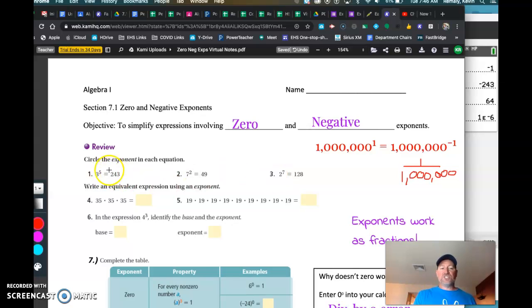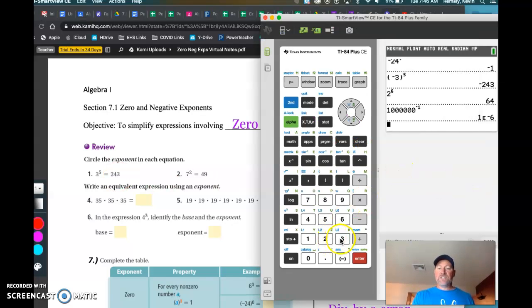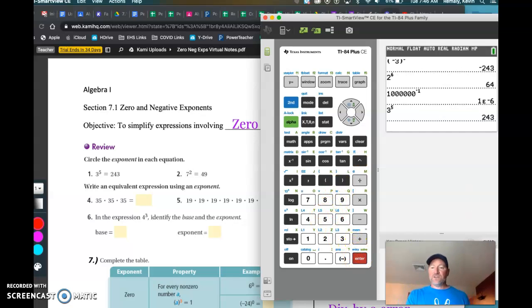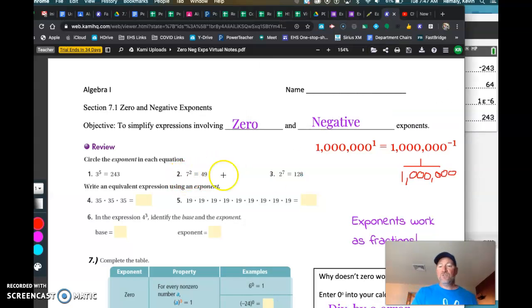Okay, so let's just check out some positive exponents and see what they look like. 3 to the 5th gives us 243. Again, if we use our calculator, 3 caret, or exponent key, 5, and an enter, it gives us 243. So our calculator will render the simplified form for us, and that's good news. So anytime that you see a number, you can throw that into your calculator, guys, and you should be in good shape. All right, so 7 squared is 49. 2 to the 7th is 128.